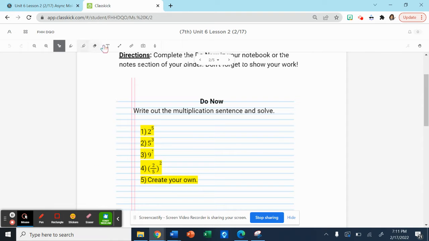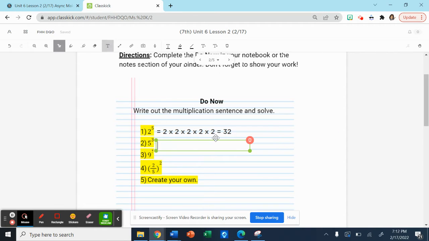Okay, so if you have 2 to the 5th power, you know that 2 to the 5th power means you're multiplying 2 five times. The exponent 5 tells you how many times you're multiplying the base 2. So you have 2 times 2 times 2 times 2 times 2. I know that 2 times 2 is 4, times another 2 is 8, times another 2 is 16, times another 2 is 32. And so I have a final answer of 32.